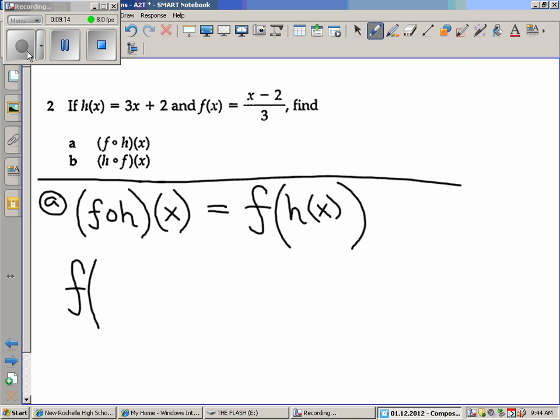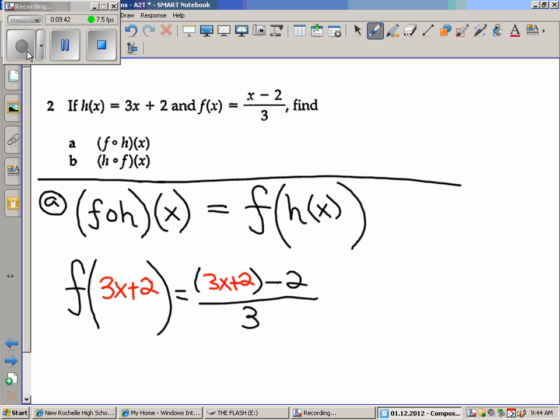Sure, let's plug it in. We're going to be f, and inside the f function, we're going to plug 3x plus 2. 3x plus 2 equals 3x plus 2 minus 2 over 3. Yeah, that's basically it. But we got to reduce it. You can't leave it like that. 3x over 3, and that's just x.